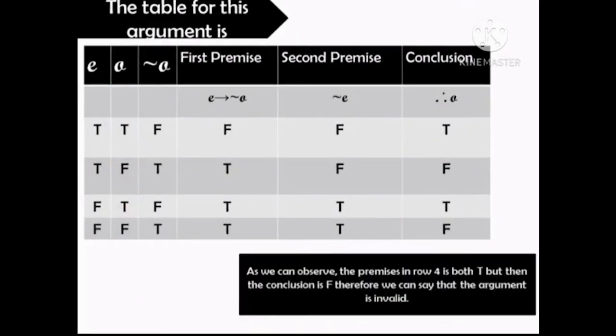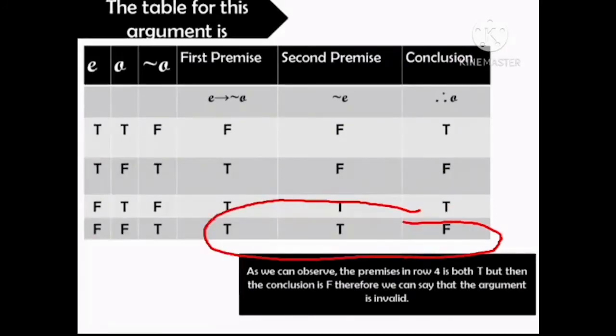As you can observe, the premises in row 4 are both T, but the conclusion is F. Therefore, we can say that the argument is invalid, because based on the definition of arguments, if both premises are true, the conclusion should also be true.